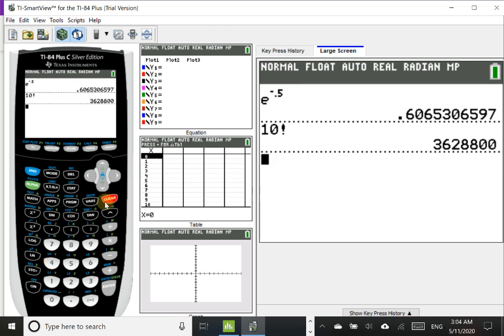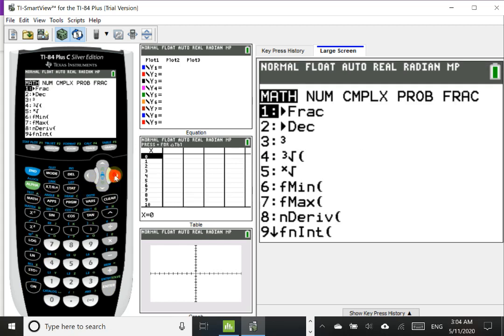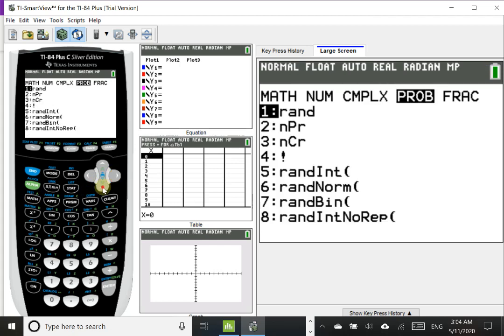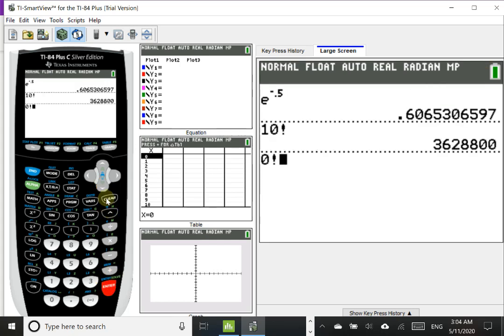Ooh, I don't know what happened here. And try it again. 0 Math. And there you go. Factorial. There. Enter. And you get 1. You see that? Anyway, so that's how you can do factorials.